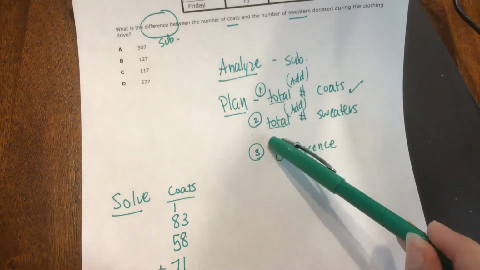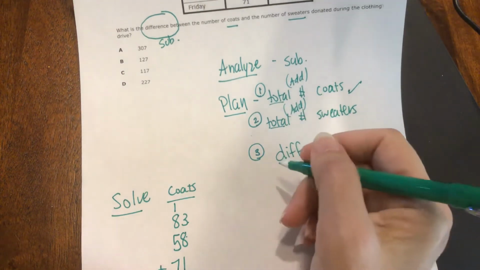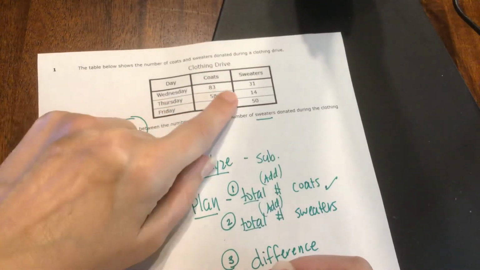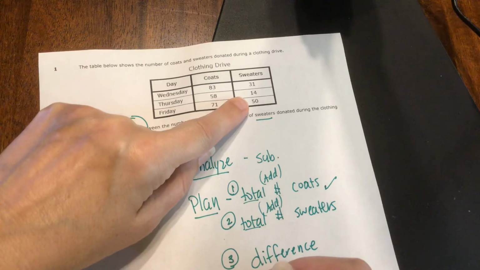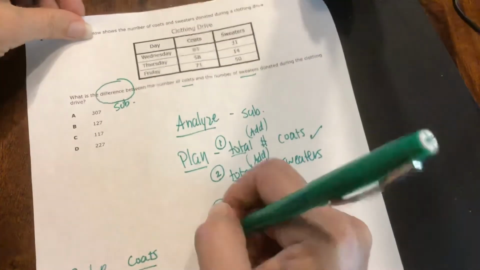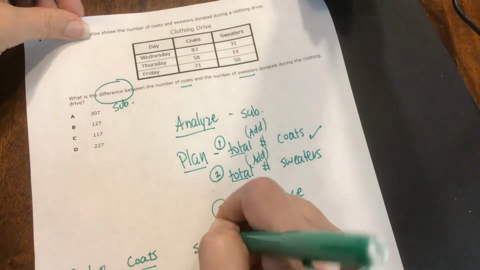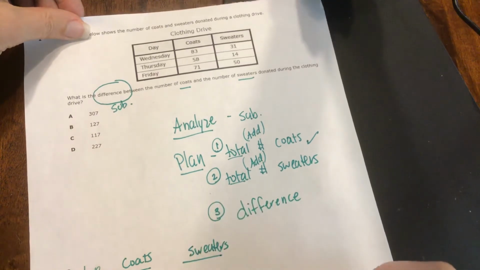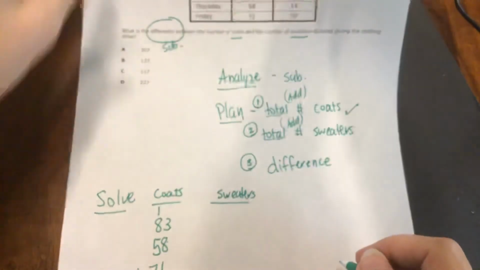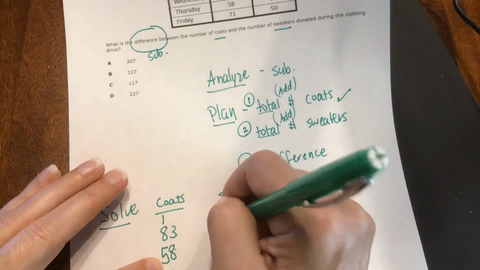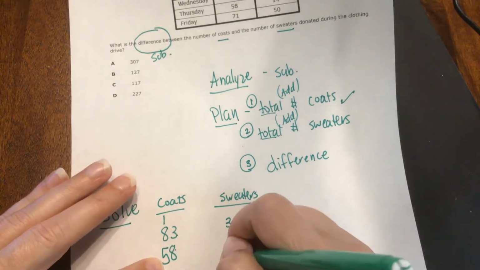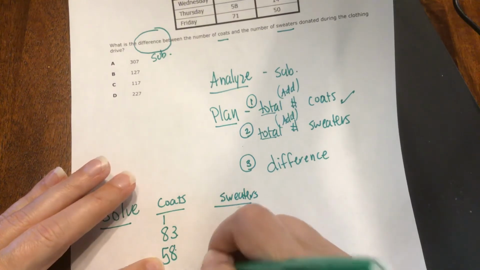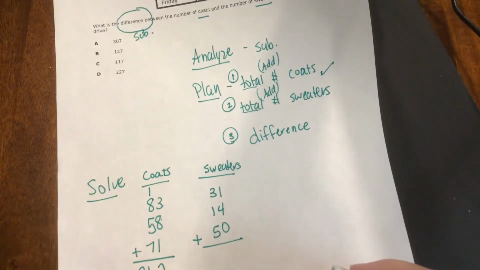We said that step 2 was to find the total number of sweaters. So I'm going to take my number of sweaters from Wednesday, 31, Thursday, 14, and Friday, 50. And let's line those up according to their place values. And we're going to use the standard algorithm again to add these numbers.